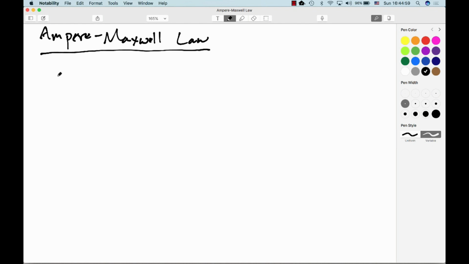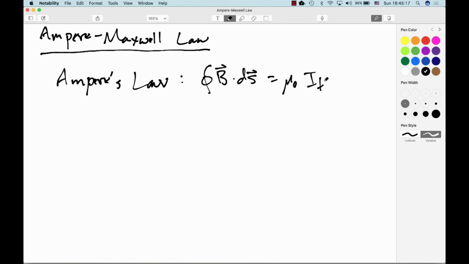Right, so we've already seen Ampere's law. Remember, Ampere's law says that an electric current makes a magnetic field. Now this integral expression here is basically telling us that if we have a single wire as a source, the magnetic field will have a circular form to it.